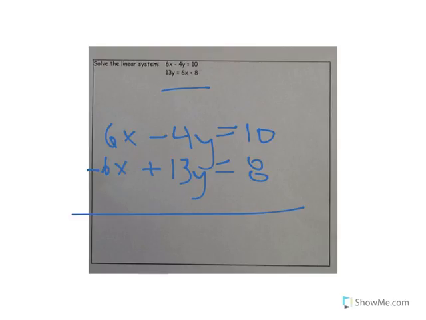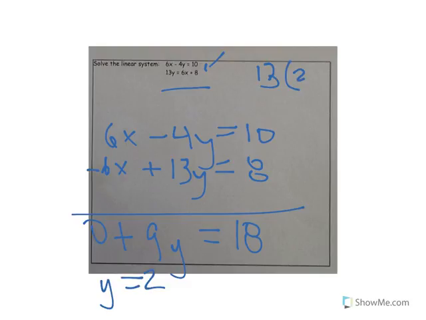Now what am I going to do? Am I going to add or subtract? I'm going to add these two because I already have 6x and negative 6x. So when I add them together, I end up with 0 plus negative 4 plus 13, so that's going to be 9y is equal to 18. And so y is going to be equal to 2. Plug this into one of these two equations. I'm just going to plug it into the second one here, so it's going to be 13 times 2 is equal to 6x.